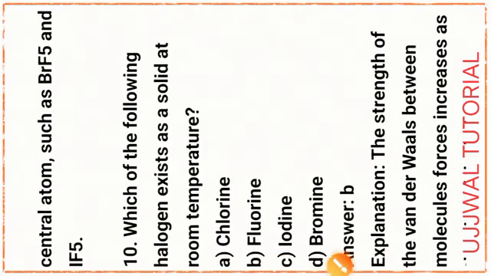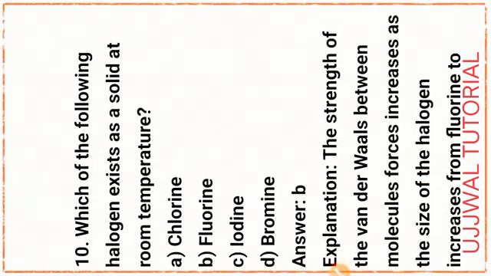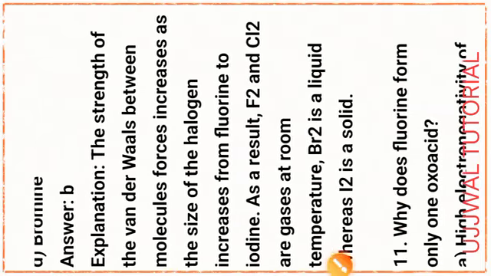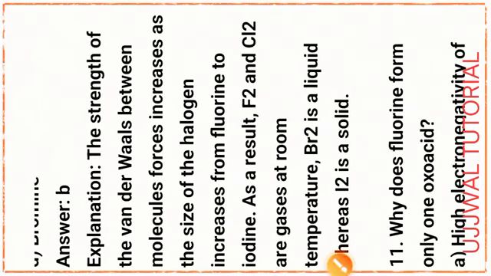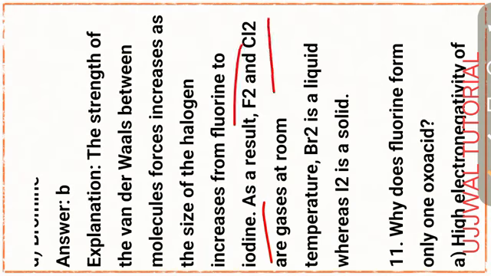Next question, question number 10. Which of the following halogens exists as a solid at room temperature? Option B, fluorine. Explanation: the strength of the van der Waals forces between molecules increases as the size of the halogen increases from fluorine to iodine. As a result, fluorine and chlorine are gases at room temperature.